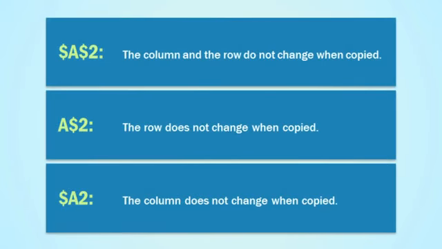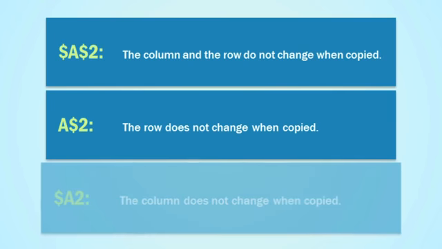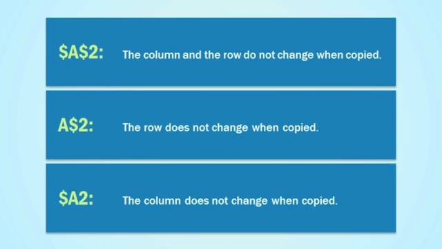Absolute references will have a $ placed before the column, row, or both to keep them from changing. If you put $ before the column and the row, then neither of them will change no matter where you copy the formula to. If you just put the $ before the row, then the row will not change, but the column will change if you copy the formula to a different column. And if you just put the $ before the column, then the column won't change, but the row can change. Now most of the time you're just going to be using the first one where there's a $ before the column and the row.